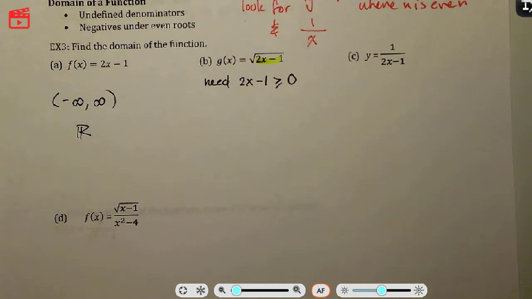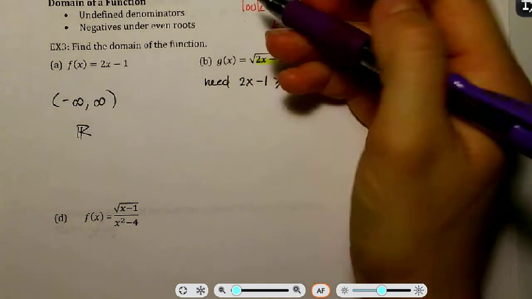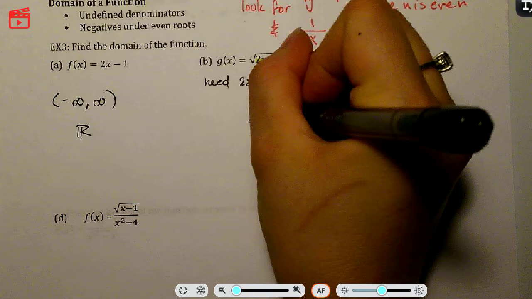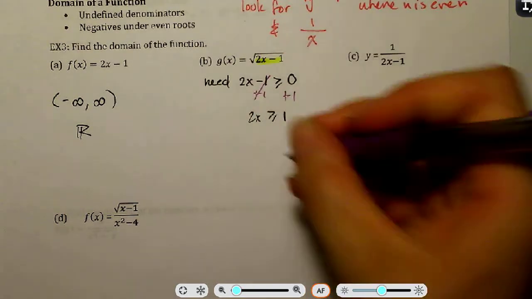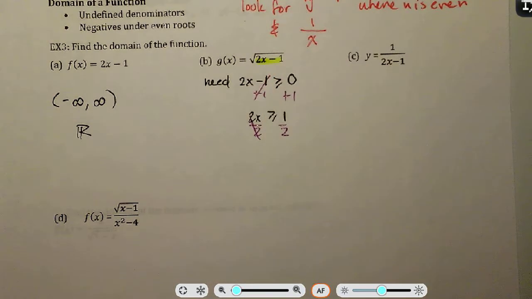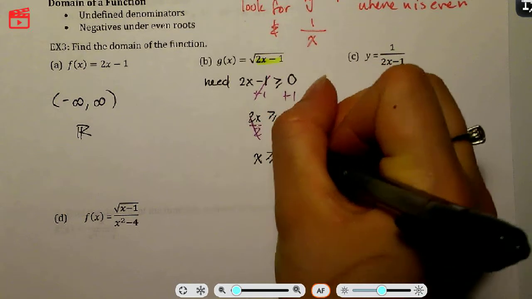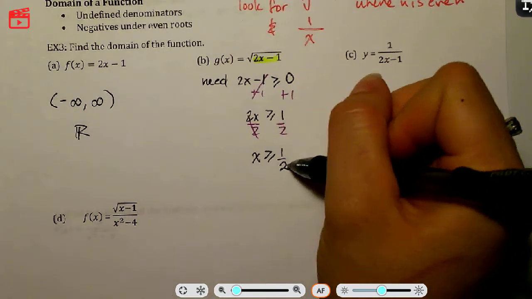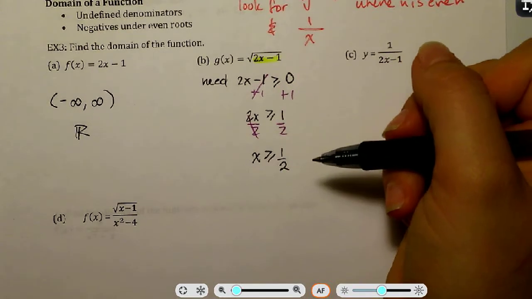Let's go ahead and solve that. So I get 2x is greater than or equal to 1, divide by 2, and I get x is greater than or equal to a half. So I know that for my domain, I need to have x greater than or equal to 1/2.